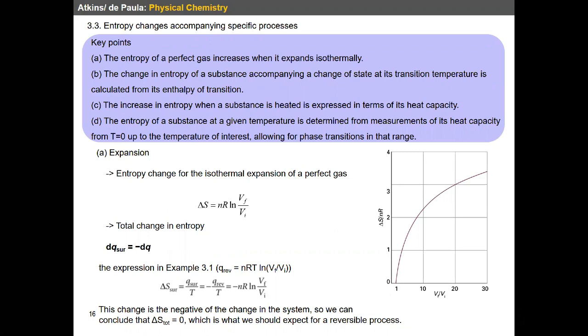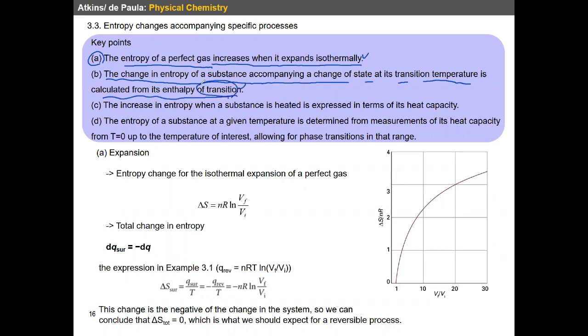So you can see there are ways to use the entropy system for specific processes. The key points are, first, the entropy of perfect gases increases when it expands isothermally. So we'll talk about this. And second, the change in entropy of a substance accompanying a change of state at its transition temperature is calculated from its enthalpy of transition.